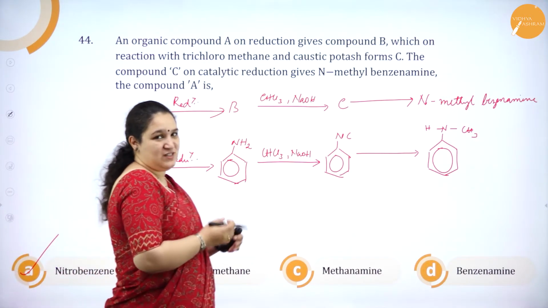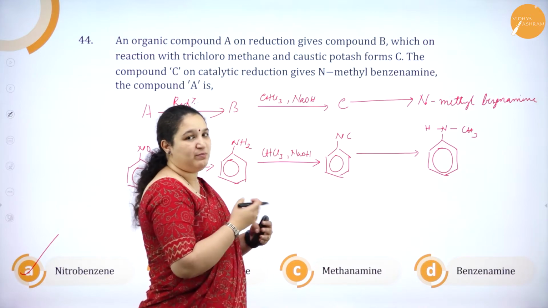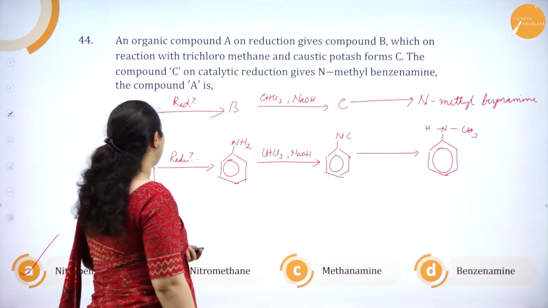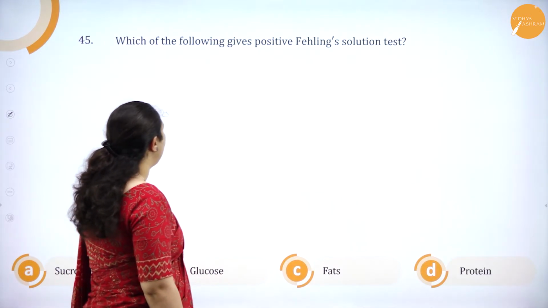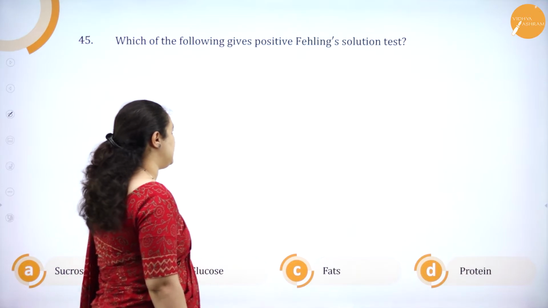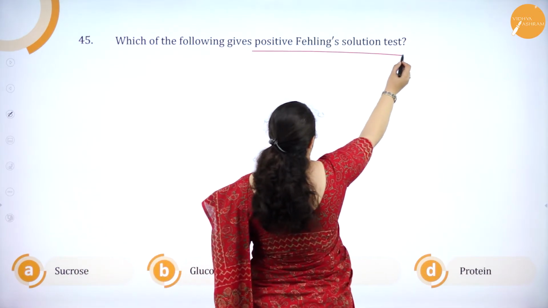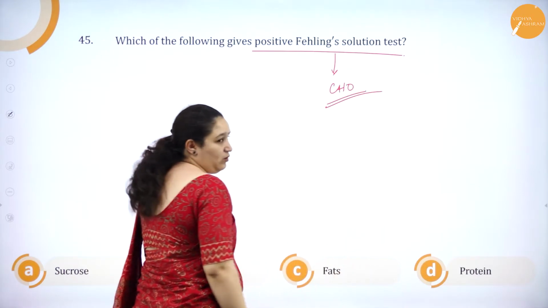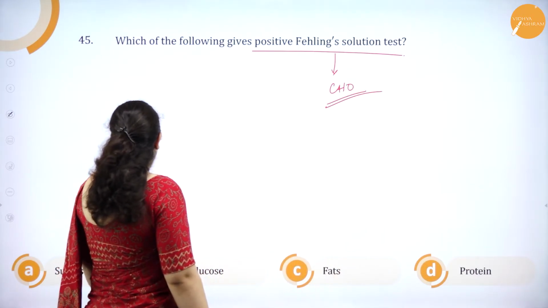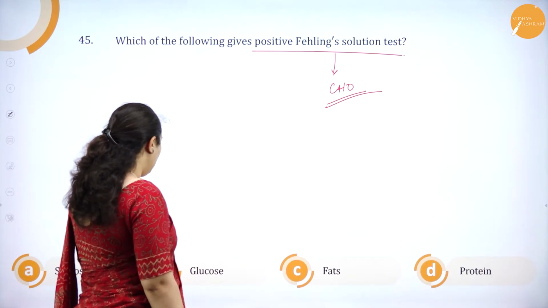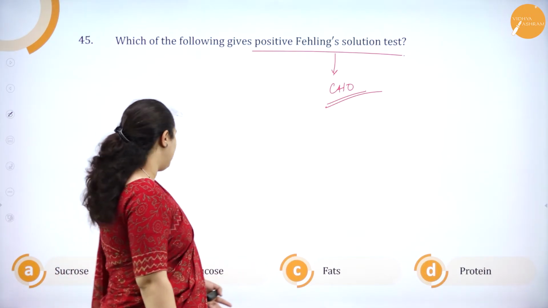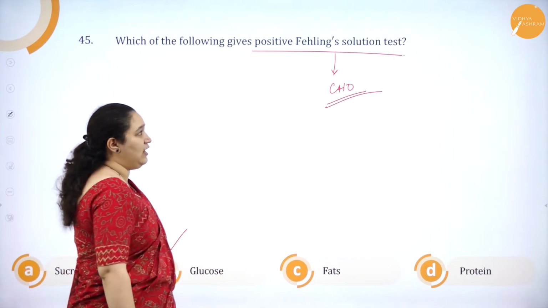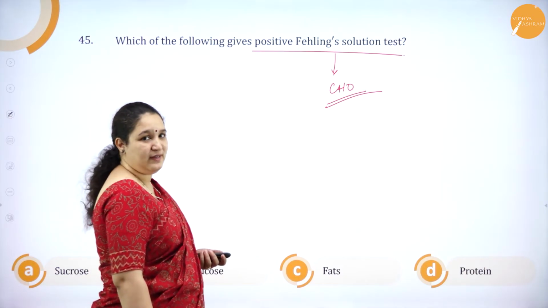So if you come in the reverse order, try and think what might be the answer. It is very easy to solve. Okay, so I hope you have understood this question. Next one, which of the following gives positive Fehling's solution test? Positive Fehling's solution test, I need an aldehyde group. Okay, so options: sucrose, glucose, fats, proteins. Fats, proteins and sucrose do not have a free aldehyde group. Only glucose has free aldehyde group, which can give the positive test.